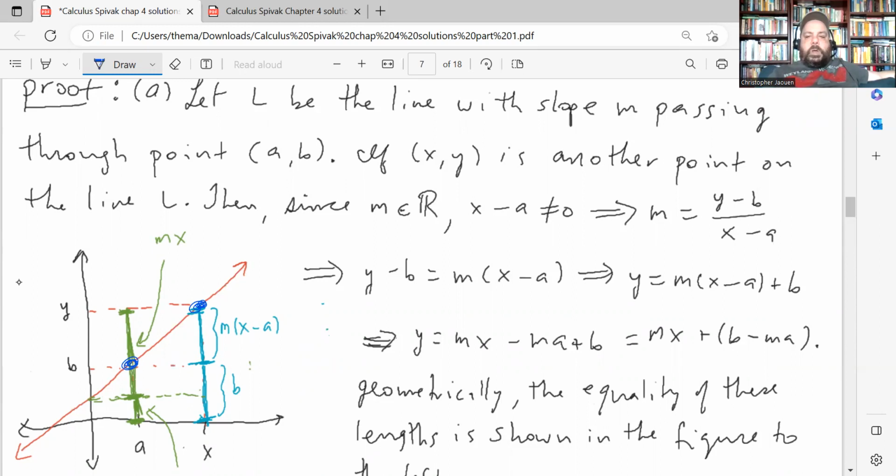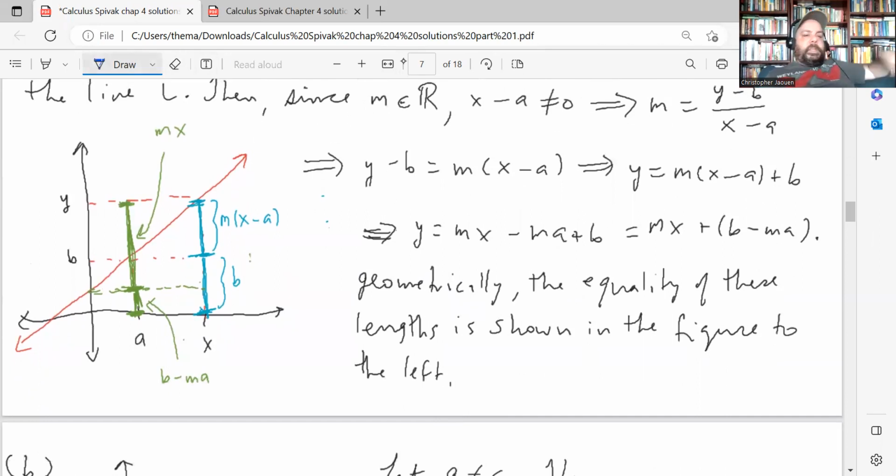And then you could solve that for y, which gives you the point slope form, y equals m times (x minus a) plus b. And you can rearrange that to get the slope intercept form, right? Just distribute the m and recombine things. You can see that these two things are identical from the geometry of the picture as well. Let me erase this and I'll describe what I have drawn in the picture here.